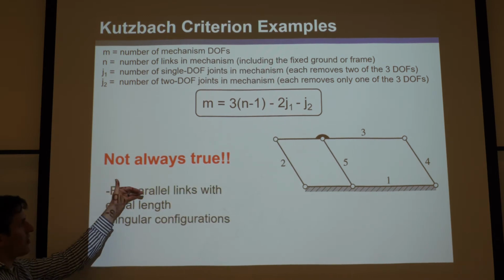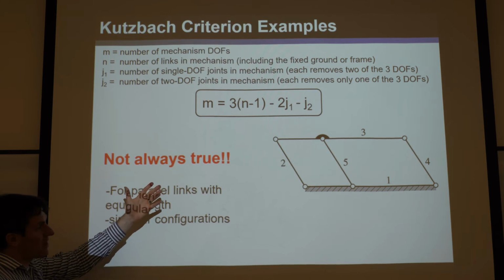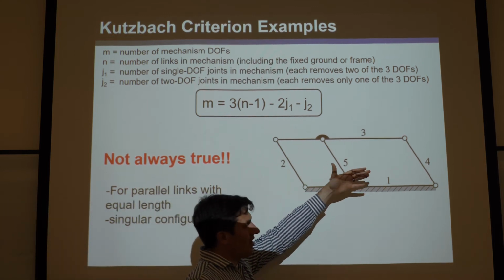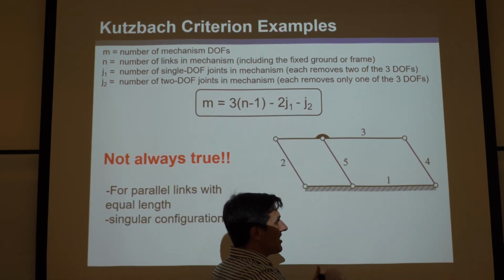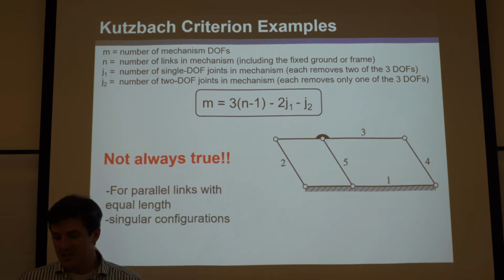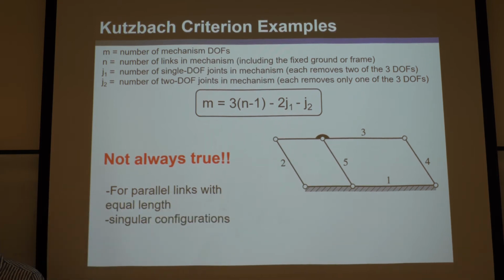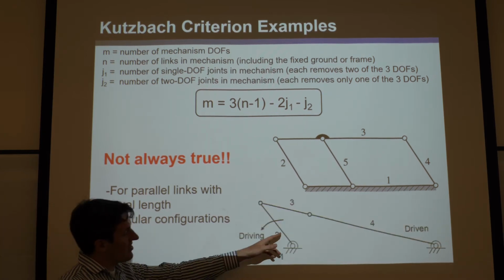Look out for redundant parallel links with equal length, like this one. Always do a sanity check and see, well, does it move? Well, Kutzbach said it doesn't, so be aware of that. And then the other one is singular configuration. So this is an example of a singular configuration.